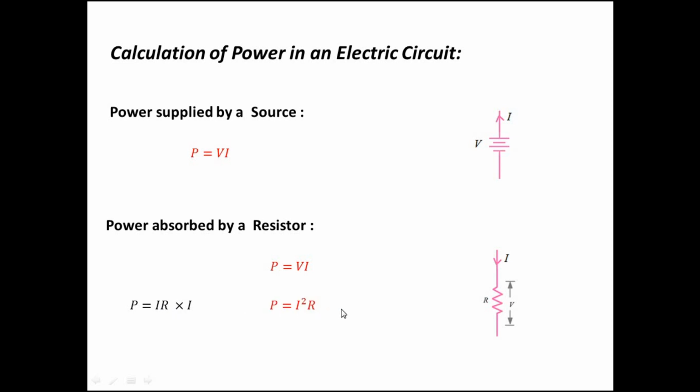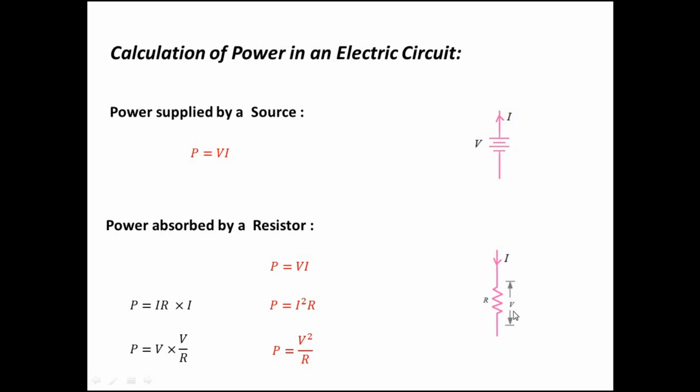So if we know the current through the resistor and the resistor value, we can find the power as I square R. And again, if we substitute for I from Ohm's law, I is equal to V by R. So P equal to V into V by R, so it becomes V square by R. So if we know the voltage across the resistor and the resistor value, we can find the power as V square by R. It should be noted that this V is the voltage across the resistor and I is the current flowing through the resistor.